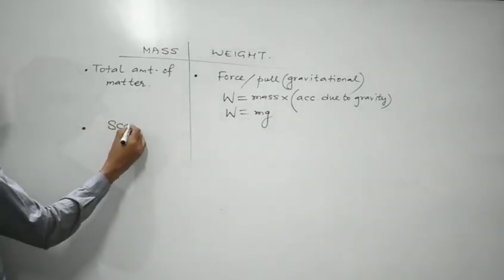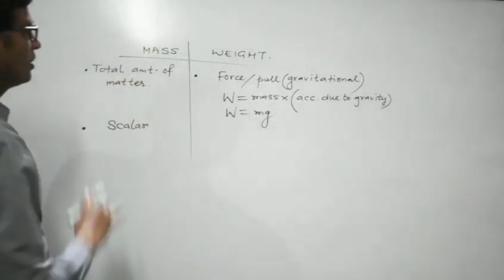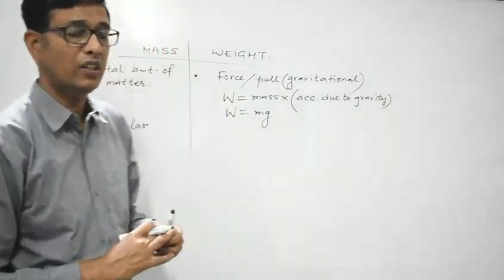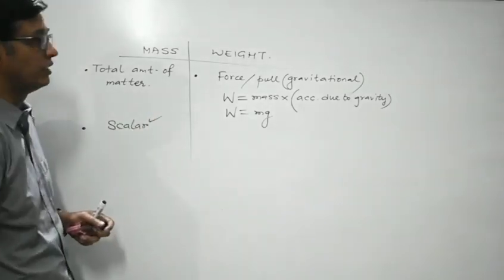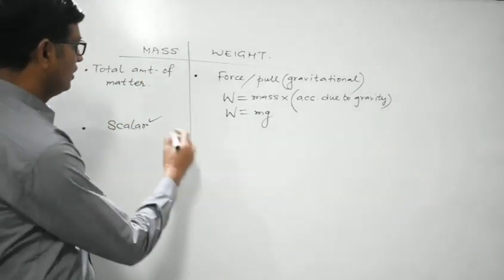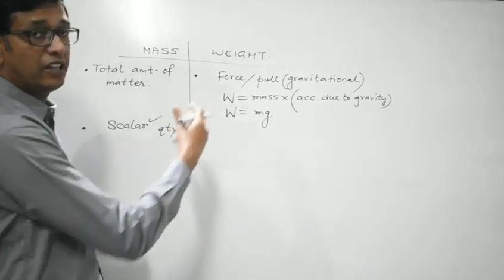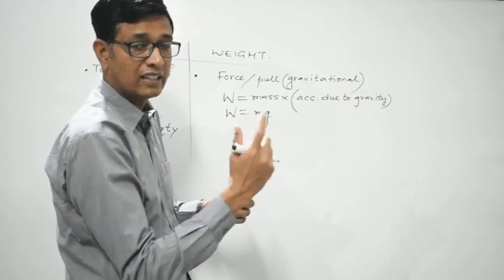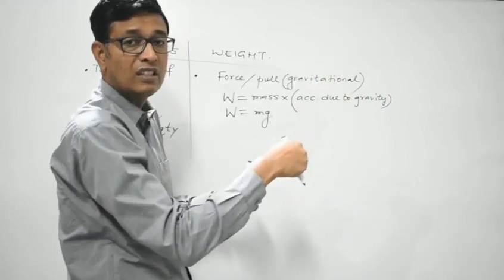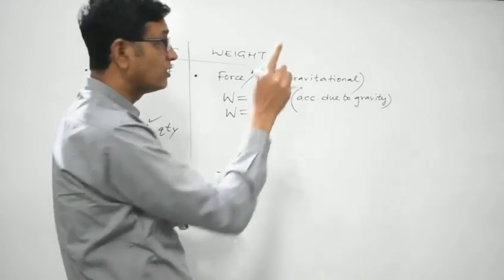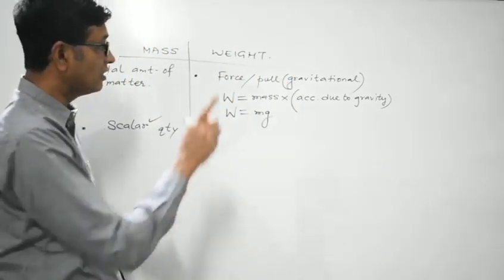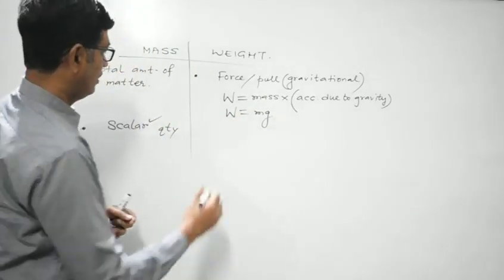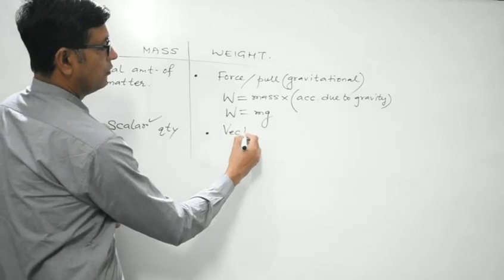Mass is a scalar quantity. It gives a measure of the amount of matter only, just the magnitude, just the numerical value. So no direction is involved over here. So obviously mass is a scalar quantity. While on the other hand, weight, the force, acts in a particular direction, along the line towards the center of the earth. So direction is involved in this case. So weight possesses both magnitude as well as direction. Therefore, weight is a vector quantity.